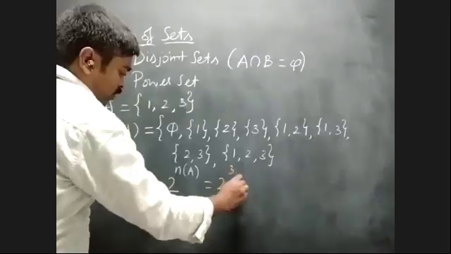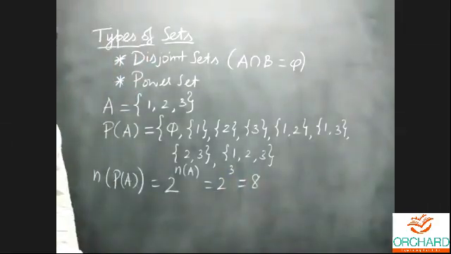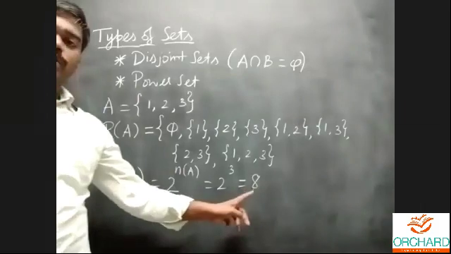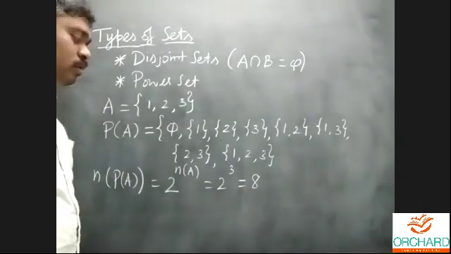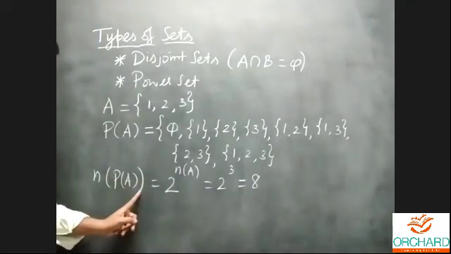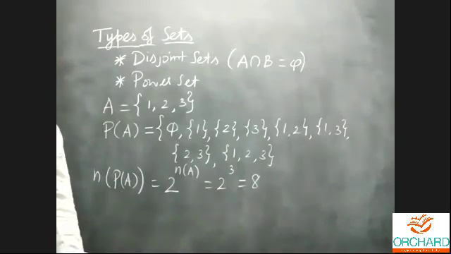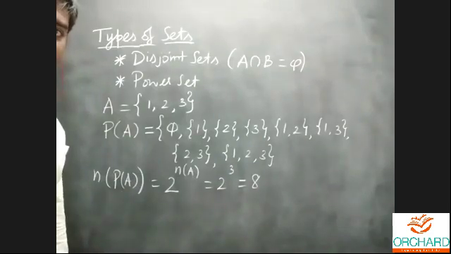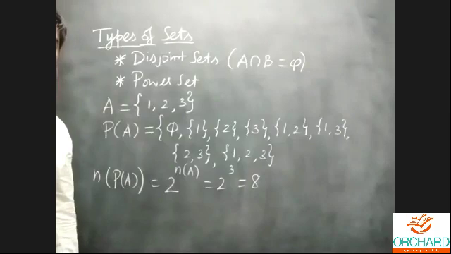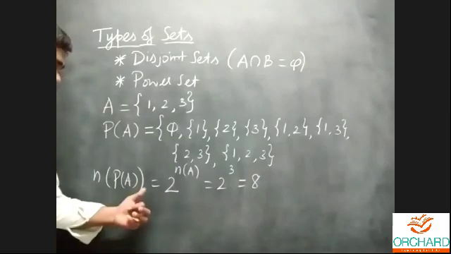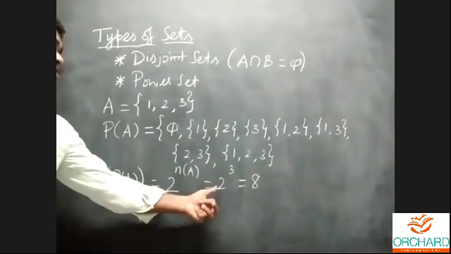2 power 3 is equal to 8. N of P of A is equal to the number of elements in the power set of A, which is equal to 2 power N of A. Then 2 power 3 is equal to 8.